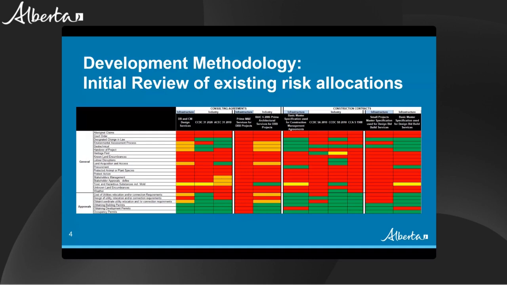So as an example, in some cases, the risk was allocated to different parties in the network, depending on the form of contract. And we even had one example, it was toxic and hazardous substances, where contract models allocated the risk to contractors, some to consultants, some to both, and some to all three parties, including the province. So that was definitely something we needed to sort through.